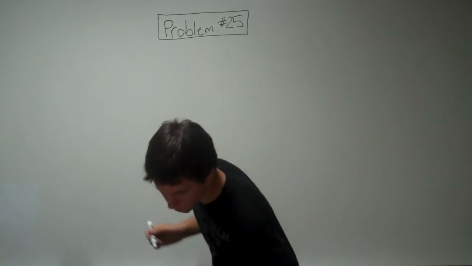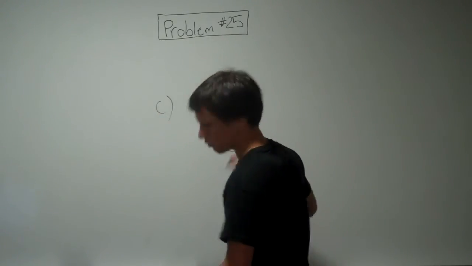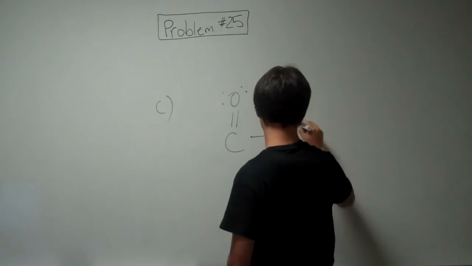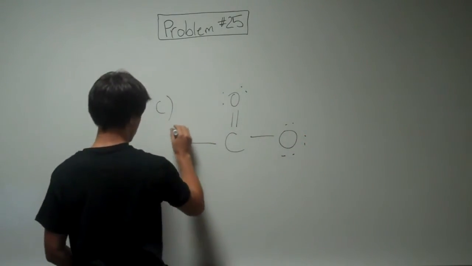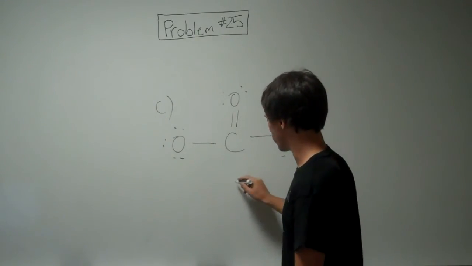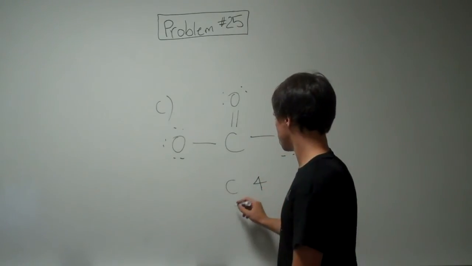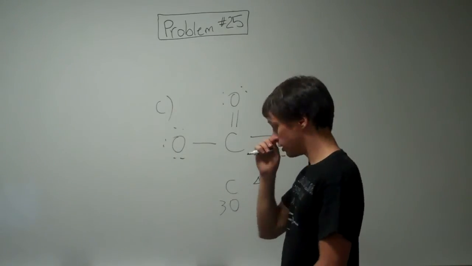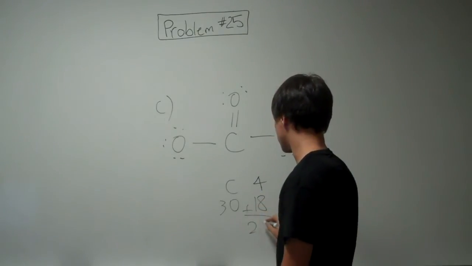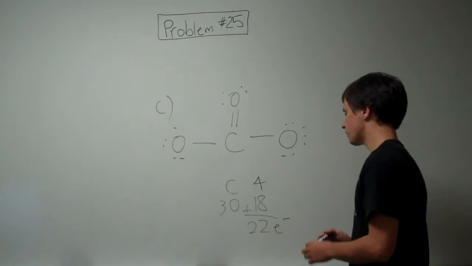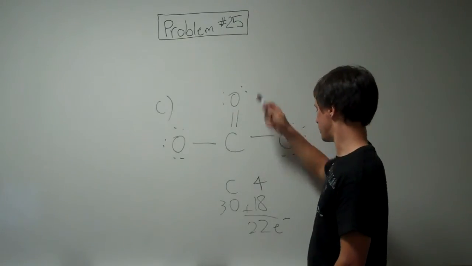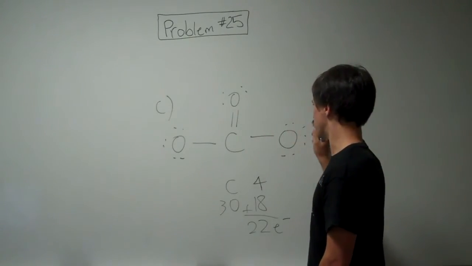For C, they have a CO3 ion with 1 double bond and 2 oxygens. Okay, so this has 1 carbon, that's 4 electrons, and 3 oxygens, so that's 6 times 3 is 18 electrons, plus 4 is 22 electrons total. So how many are they using? They have 2, 4, 6, 8, 10, 12, 14, 16, 18, 20, 22.